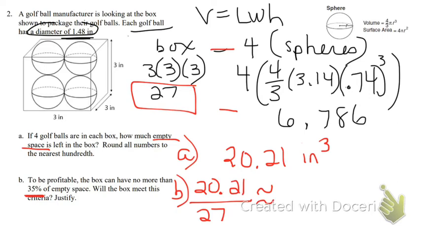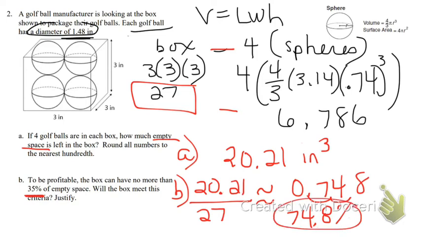So I'm going to divide. And I get 0.748, which when you write that as a percent, you move the decimal over two, it's 74.8% empty space. 75% empty space is way too much empty space for that box. It was supposed to be 35% or less. So, is this a profitable container for shipping golf balls? Heck no. And there's your proof. Okay? All right, last one, number 3.